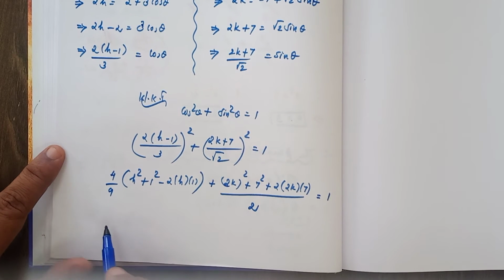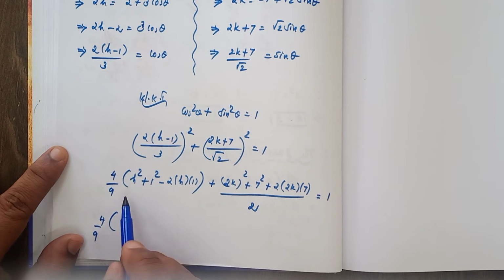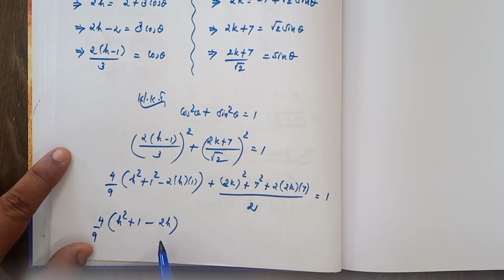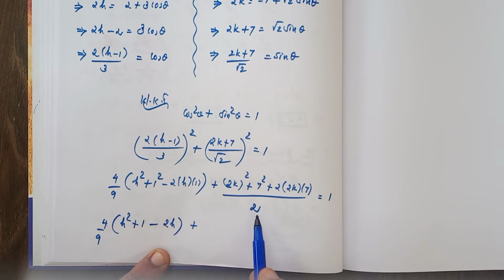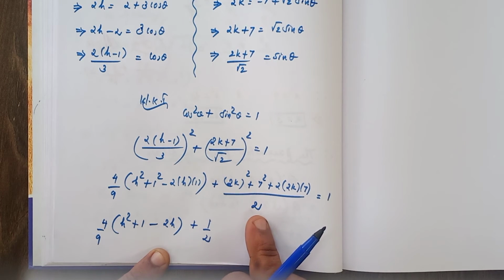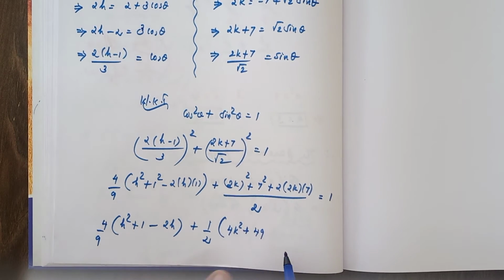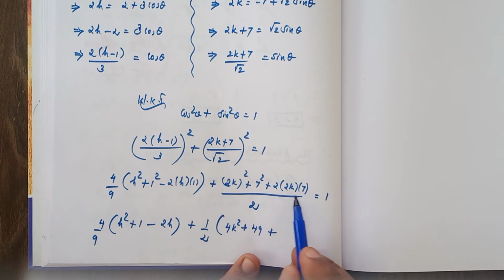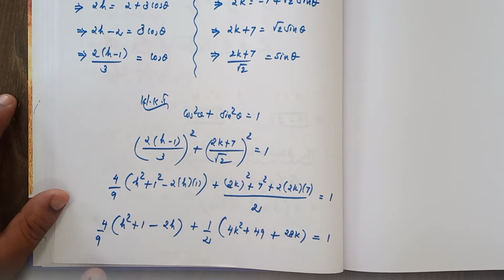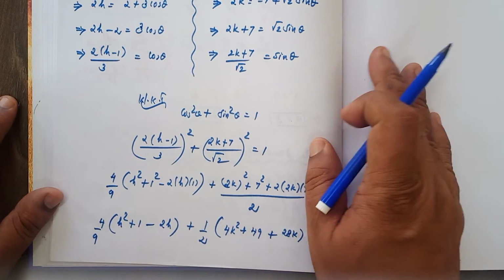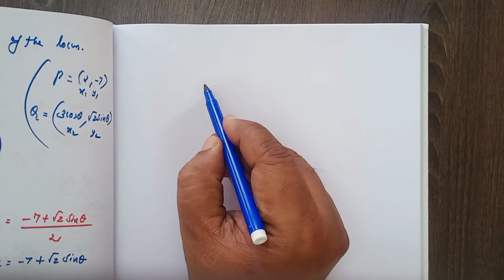Okay. Now 4 by 9 into (h square plus 1 square is 1 minus 2h into 1 is 2h), plus you can write half, since 2 is in the denominator, into (2k) whole square is 4k square plus 7 square is 49 plus 2 into 2 into 7, 4 7s are 28, 28k, that is equal to 1. We have to take the LCM for 9 and 2, 9 2s are 18, the LCM is 18.